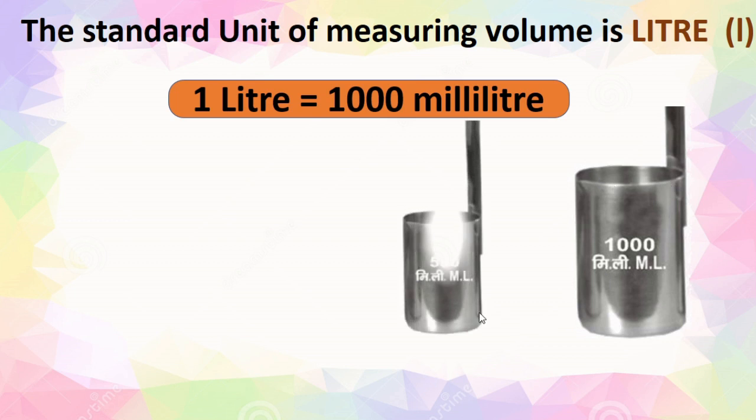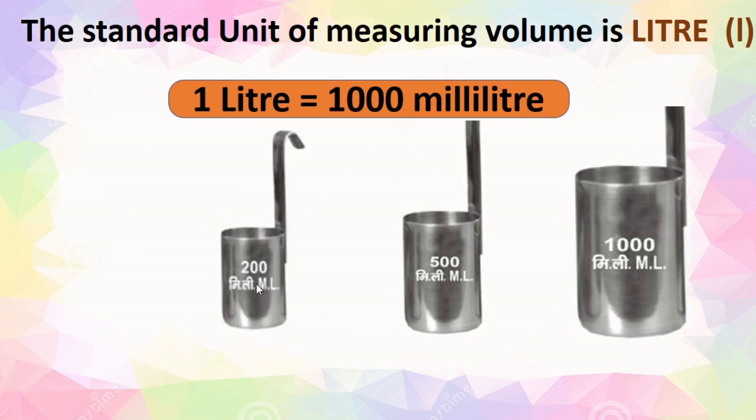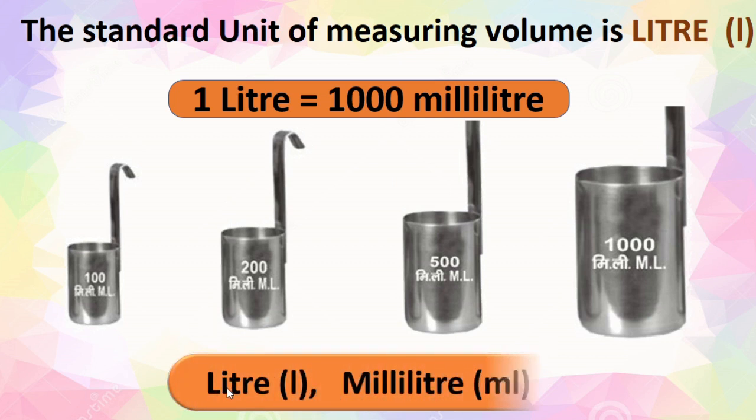Okay? Here we can see the different measures. This measures 500 ml. ml means milliliter. And here this is 200 ml. This is 100 ml or 100 milliliters. Okay? These are the standard units or the standard measuring tools. And liter, the short form is L. Like that milliliter, the short form is ml. Got this?